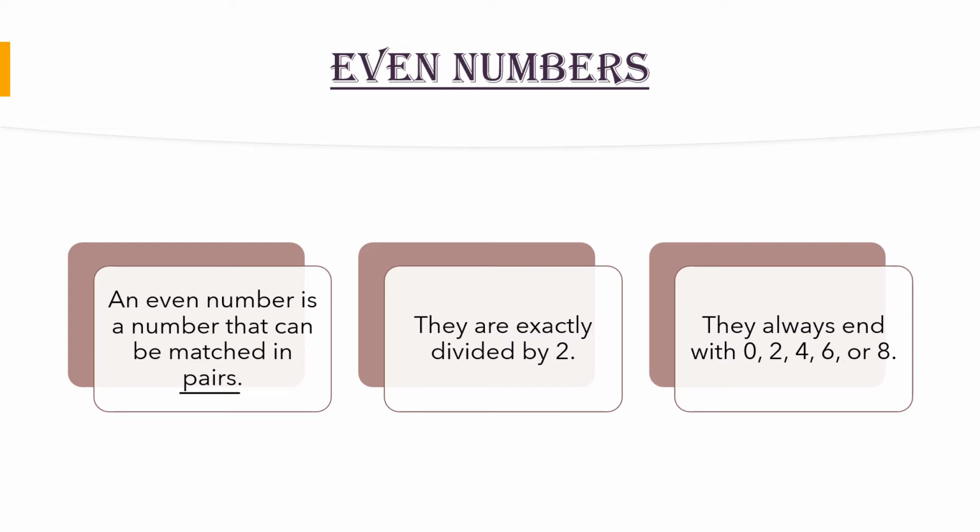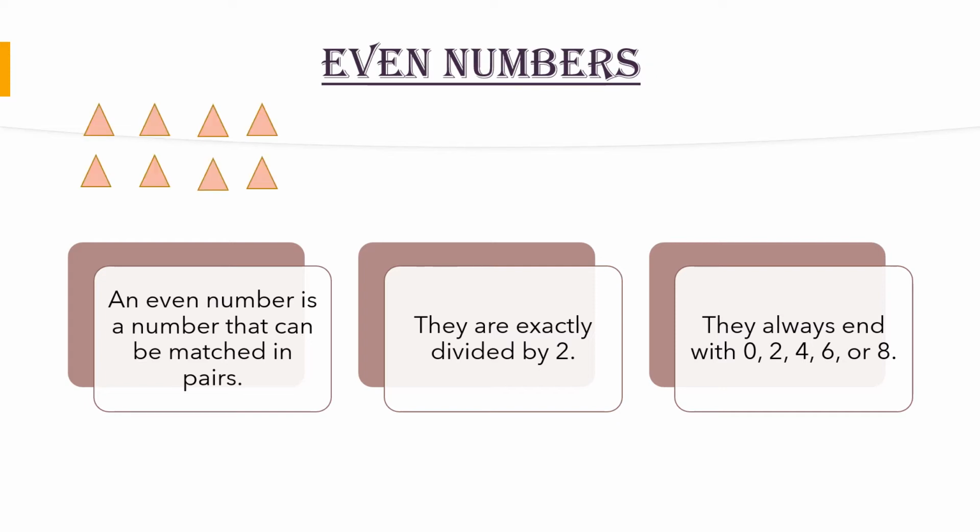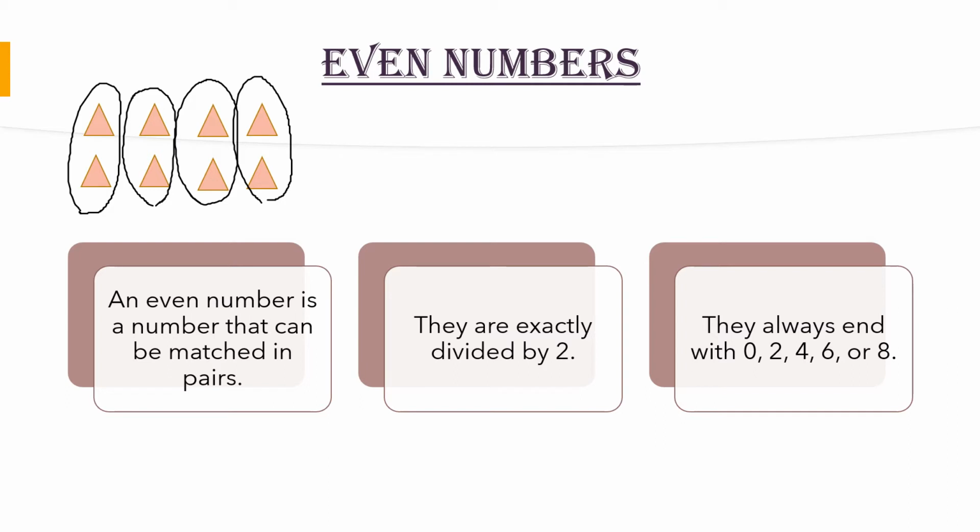For example, let's take an example of digit 8. Let's say I have 8 triangles. Okay, I have 8 triangles here. Now we will see whether we can divide these 8 triangles into pairs or not. A pair is a set of two things, so I will divide them: first pair, second pair, third and fourth pair. So we have divided 8 triangles into pairs. They are exactly divided into pairs. It means that 8 can be matched up in pairs, so 8 is an even number.